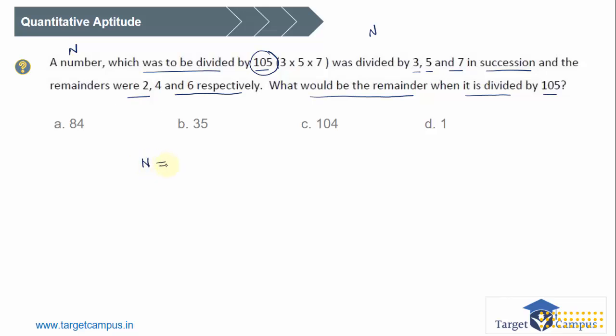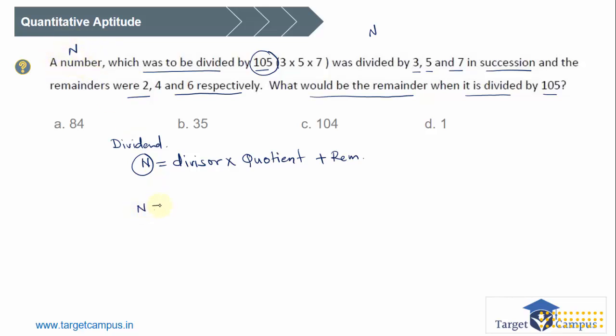Let's see. First you had the number n, and the standard thing to write is n is equal to divisor into quotient plus remainder. This is a basic thing in mathematics. The number can also be called the dividend, so in mathematical terms, dividend is equal to divisor into quotient plus remainder. We are assuming that number to be n.